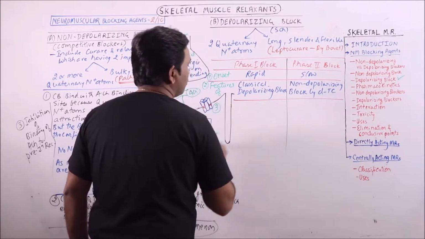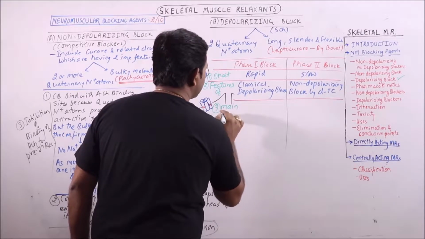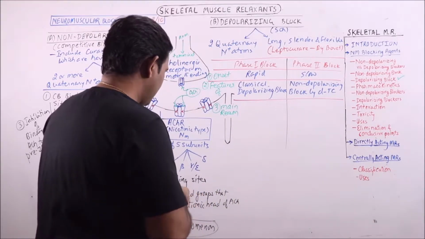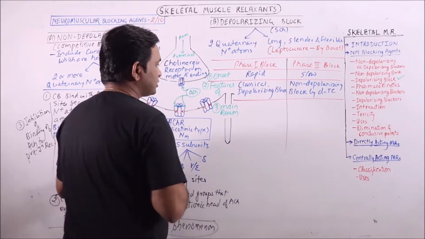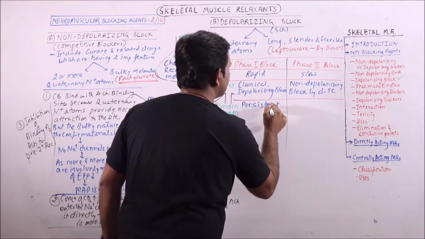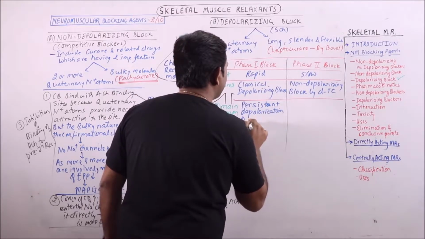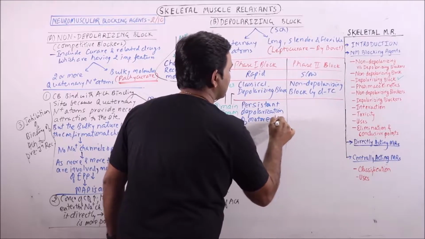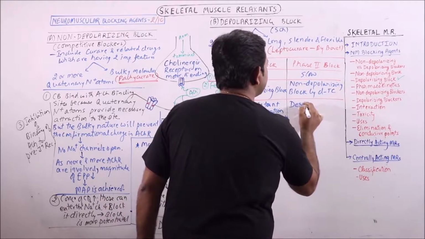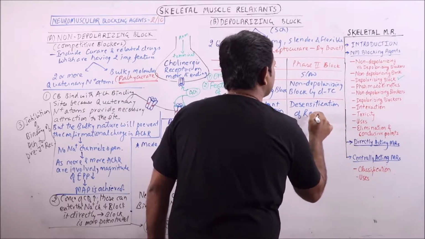Third, what is the main reason behind the development of these blocks? So main reason for development of phase 1 block is persistent depolarization of motor end plate, while here major reason is desensitization of receptors.